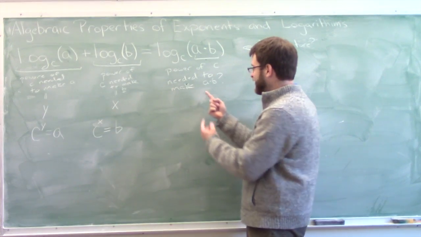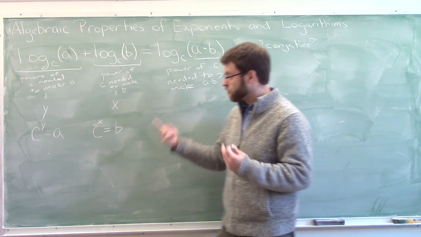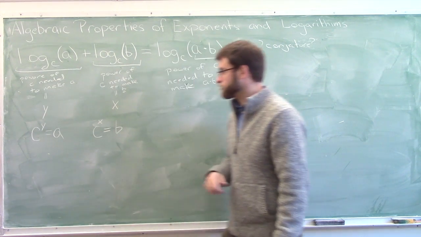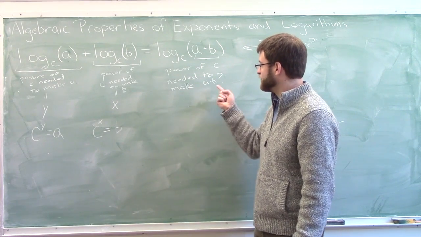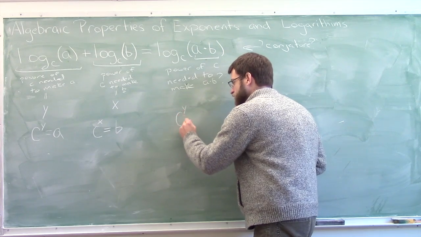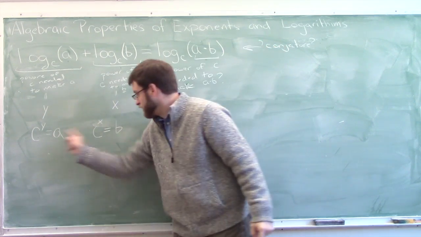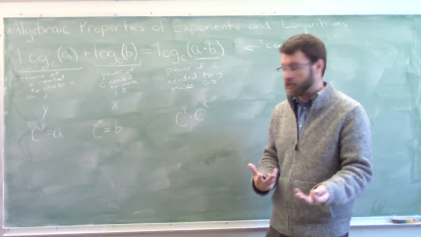We can make a times b by multiplying a and b together. That makes sense. But a and b are also equal to these powers of c. So the power of c that we need to make a times b, we can get that from c to the y times c to the x. That's just a times b written in terms of these powers of c.